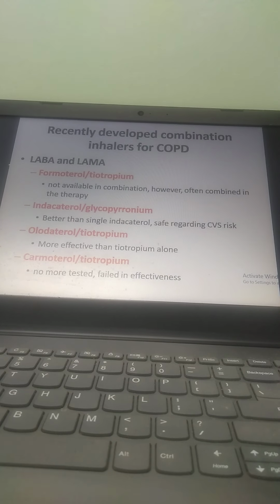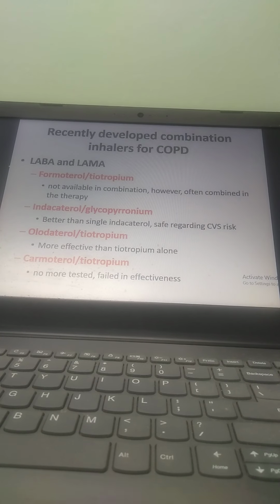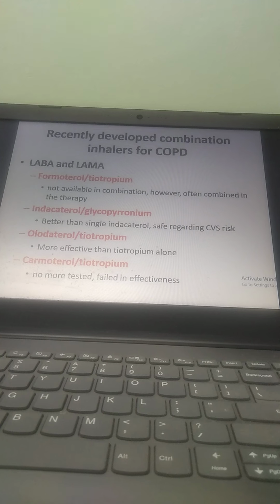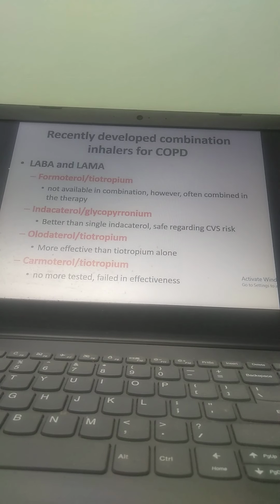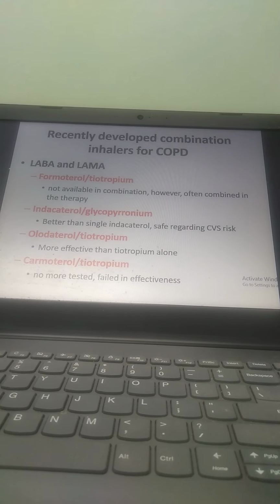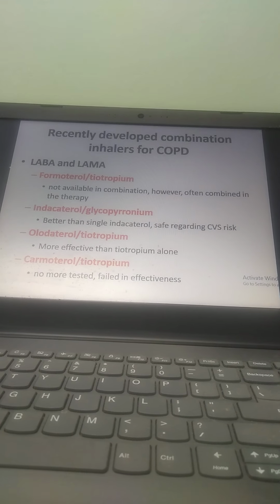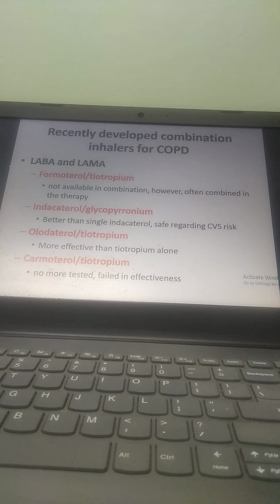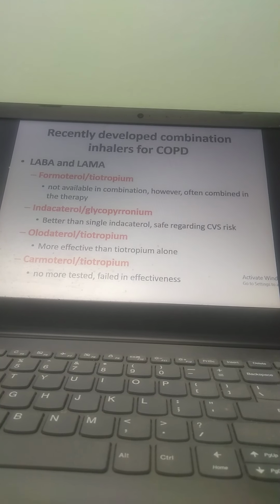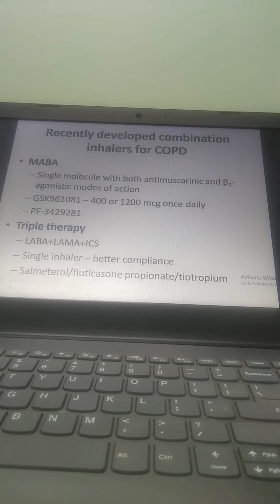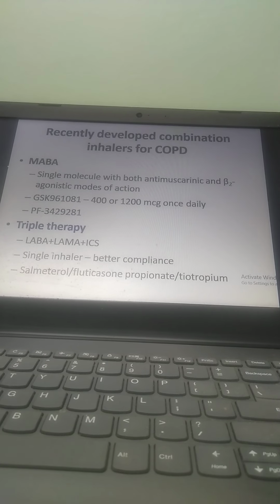Now they have LABA and LAMA: formoterol, tiotropium, indacaterol, and glycopyrronium. And then we have olodaterol and tiotropium, vilanterol and tiotropium. So these are the recently developed LABA-LAMA combinations. Then MABA, a single molecule with both. This is a recently developed combination inhaler for COPD: MABA and triple therapy.